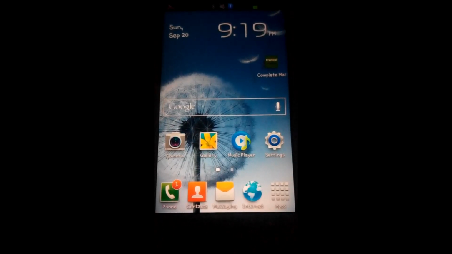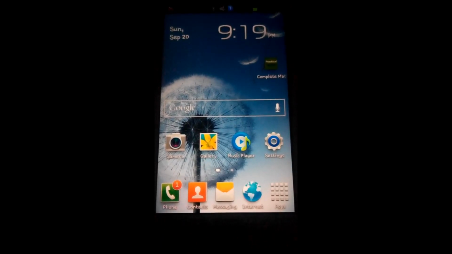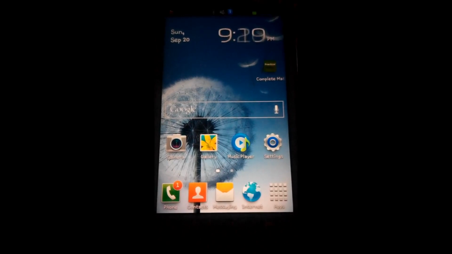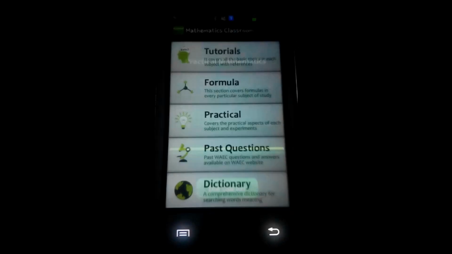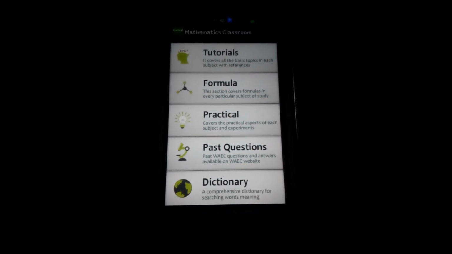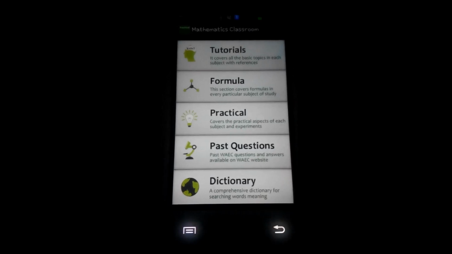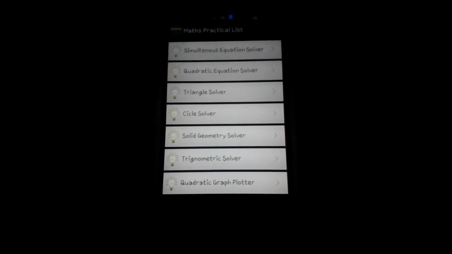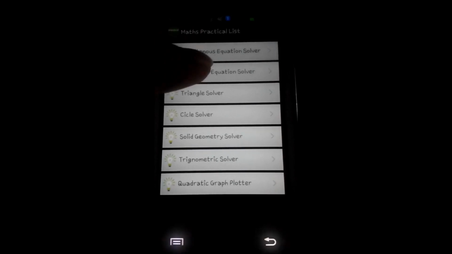This is the process on how we can manipulate this software. First, go to the application and then open it. From this, click Enter Classroom. As you can see, there are many categories, but click the practical tool. Then just click Experiment to go to the topic that you want to solve. Since our topic is all about quadratic equation, just click the quadratic equation solver button.